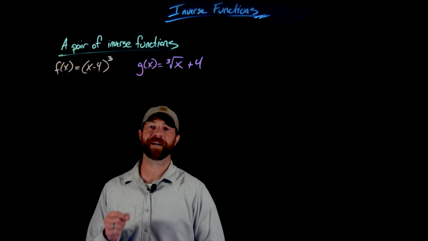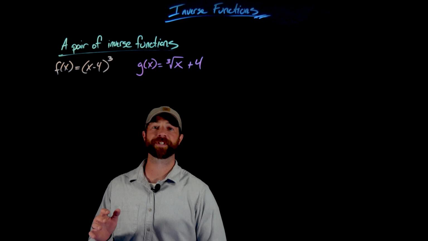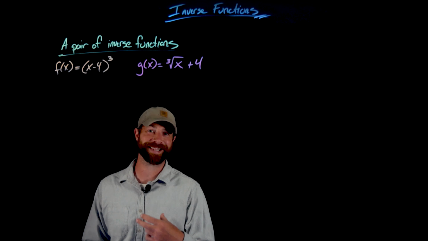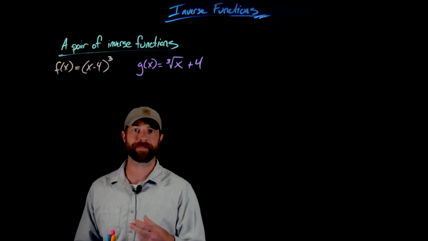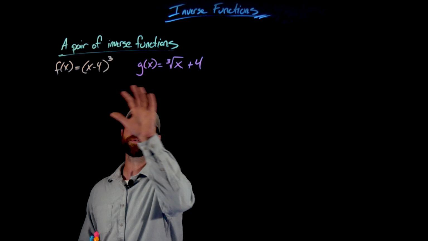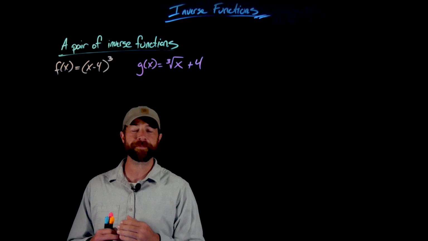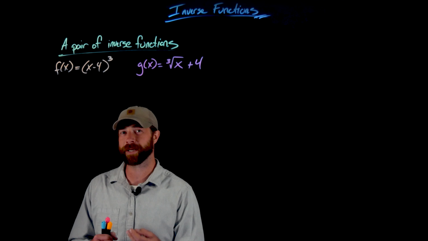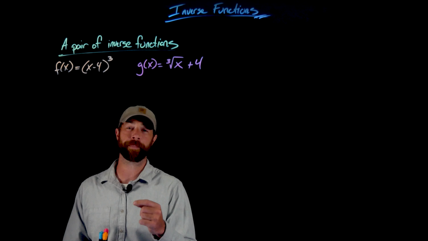All right, here we have two functions that are inverses of each other right here. We have f of x equals (x minus 4) cubed, and then g of x, which is the cube root of x plus 4. First things first, and this is not always brought up, but I think this is very important to understand about inverse functions, is that two functions are inverses if on the independent variable they're performing the opposite operations in the opposite order.